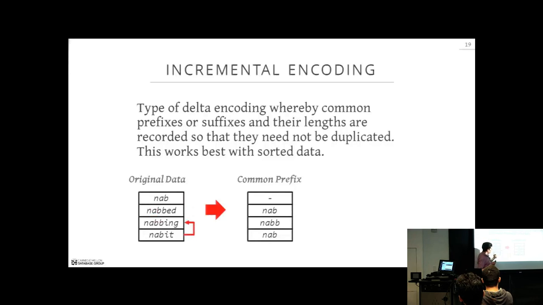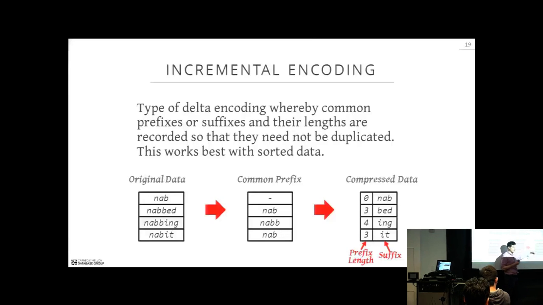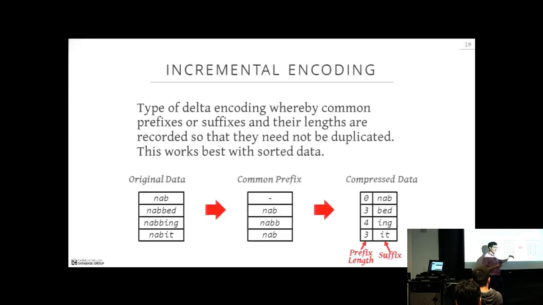So then when I compress the data, I store two pieces of information. The first is the prefix length, to say how many characters in the guy that came before me can I reuse? And the second part is the suffix, the unique portion of the value that wasn't found in my predecessor. So in this case, the first element, since it's the base value, we have 0, and then we have the full value. And then for nabbed, we take the first three characters, but then we have BED as the suffix, right?